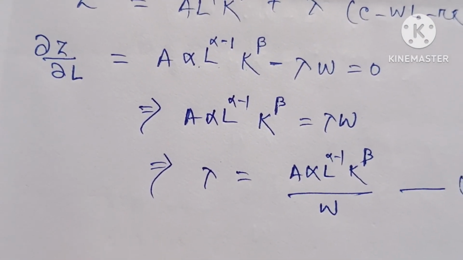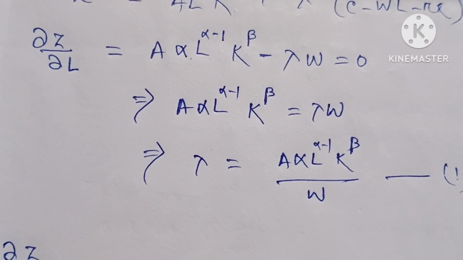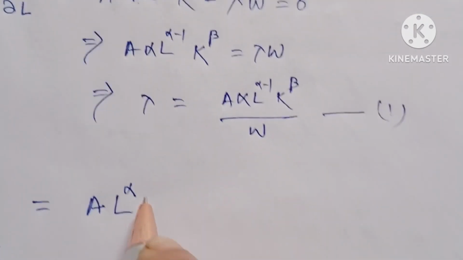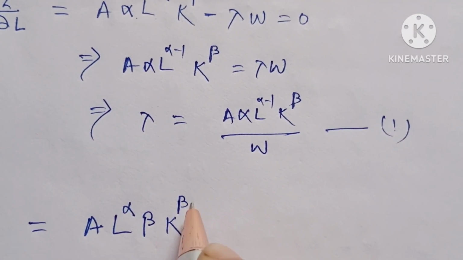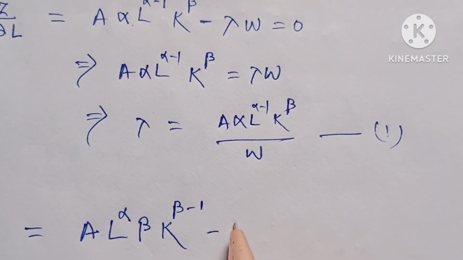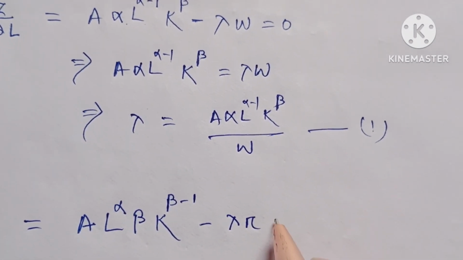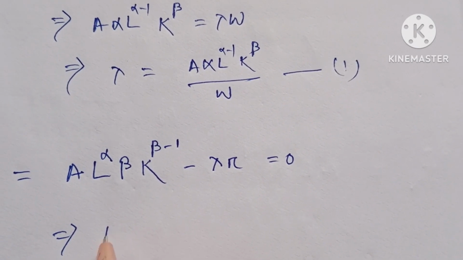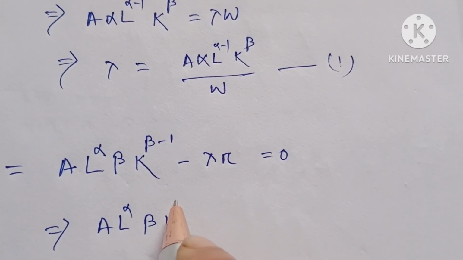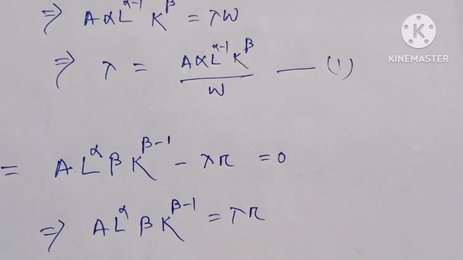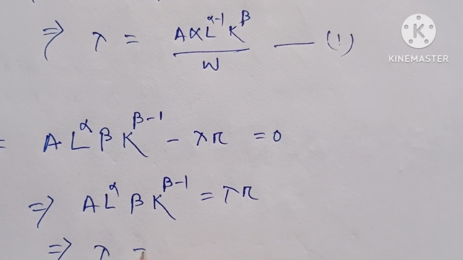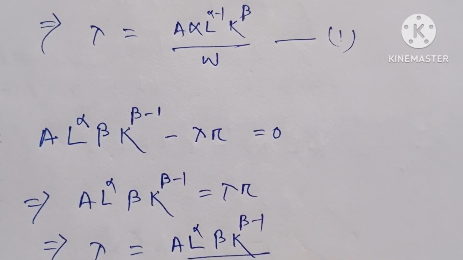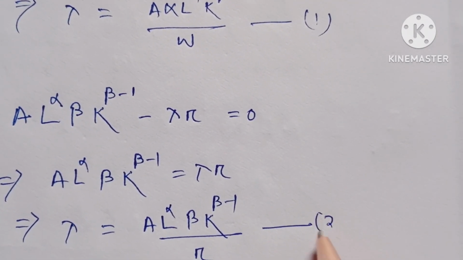Now we'll get ∂Z/∂K = A L^α β K^(β-1) - λR, and set it equal to 0. Now solving this equation, we get A L^α β K^(β-1) = λR, and again solving this, we get λ = A L^α β K^(β-1) / R, and this becomes your equation number 2.